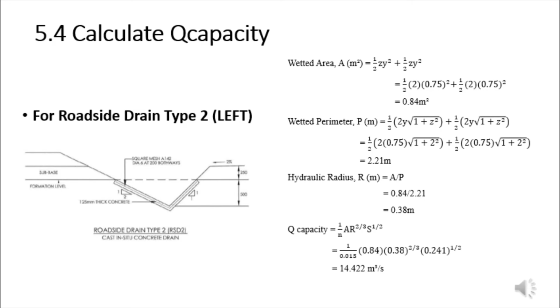After we finish calculating the Q rational of all types of drain, then we need to calculate the Q capacity of it. The first calculation is the left side of the right side drain. Firstly, we need to find the wetted area, wetted perimeter, and hydraulic radius. Q capacity is equal to 1 over n times A times R to the power of 2 over 3 times S to the power of 1 over 2. Then the Q capacity value of the left side of the right side drain is 14.422 meter cube per second.